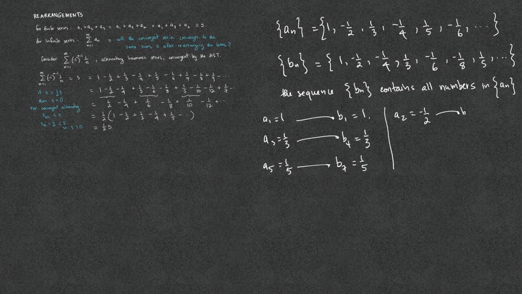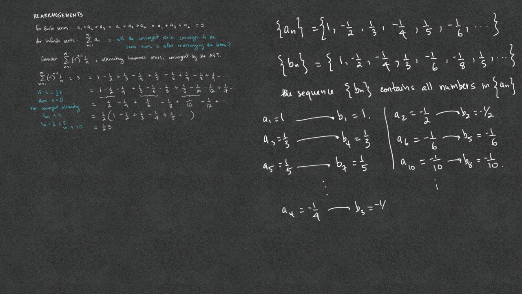The second term is mapped to b sub 2. A sub 6 is mapped to b sub 5. And a sub 10 is mapped to b sub 8. And so on. And so we see that there is a one-to-one correspondence for each of the a sub n terms. We can map it into a distinct b sub n term.